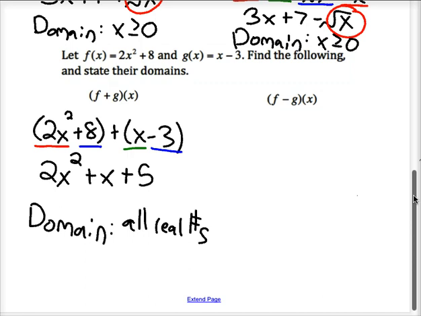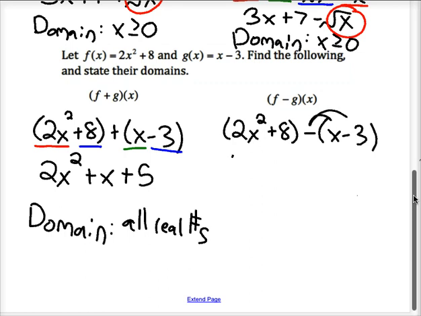All right, looking at the next one, f minus g of x. So really this is saying f of x minus g of x. So we're going to have f, then minus g of x. And remember, when you're subtracting, the first thing I want you to do is distribute that negative so you remember it. So we're going to have 2x squared plus 8, like normally, then minus x and a plus 3. And again, it can be more difficult to see if you don't do that distribution. There are a lot of sign errors, so please make sure that you do it this way.